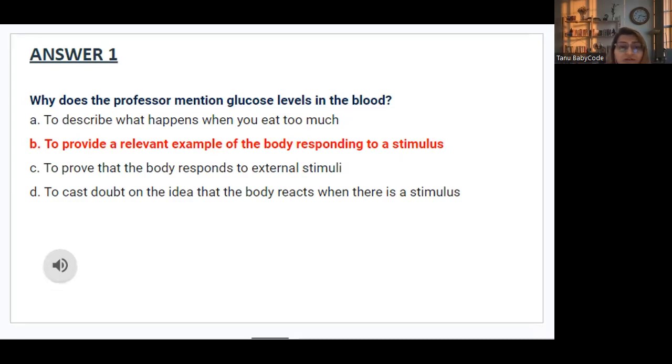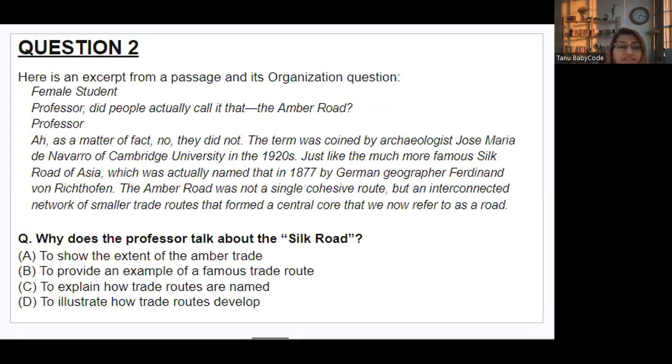Now see question number 2. You can see the transcript here. Please read the transcript. And why does the professor talk about the Silk Road? To show the extent of Amber Road, to provide an example of a famous trade route, to explain how trade routes are named, or to illustrate how trade routes develop.